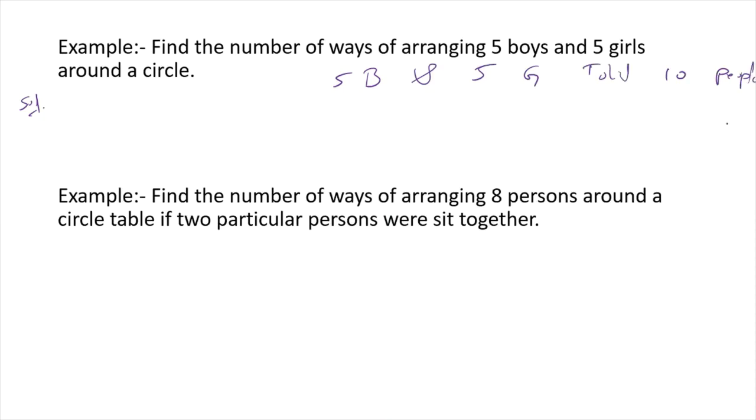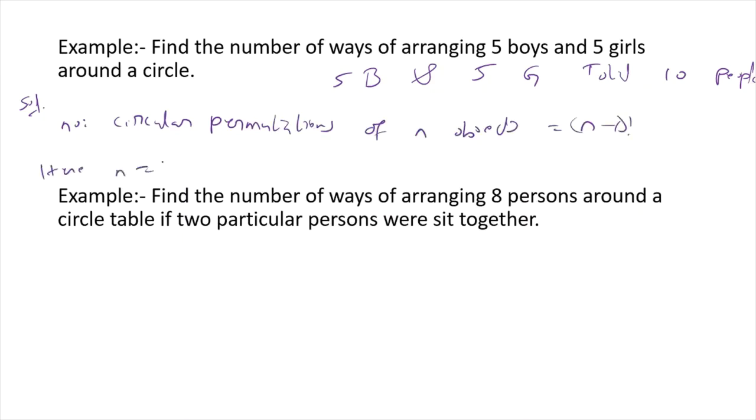So in how many ways can we arrange these 10 people around a table? That is our question. The number of circular permutations of n objects is equal to (n minus 1) factorial. Here n is equal to 10. Therefore, the number of arrangements is equal to 10 minus 1 factorial. So in 9 factorial ways you can arrange 5 boys and 5 girls around a circle.